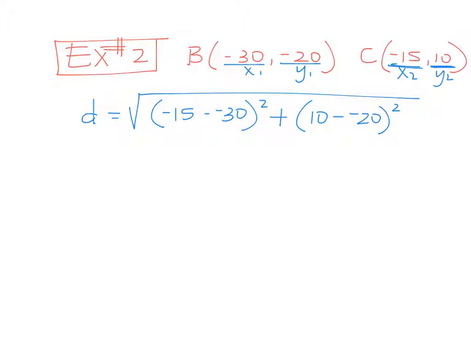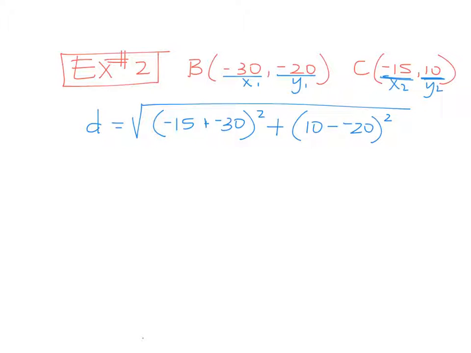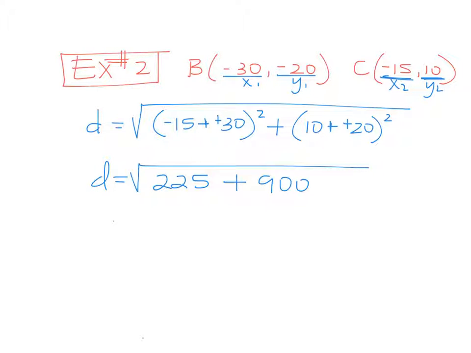Okay, so you're just plugging it into distance formula again. Simplifying that, this would be plus a positive and plus a positive. So you have the square root of negative 15 plus 30 is 15. 15 squared is 225 plus 10 plus 20, so 30. 30 squared is 900. So you would have a distance of the square root of 1125, okay?